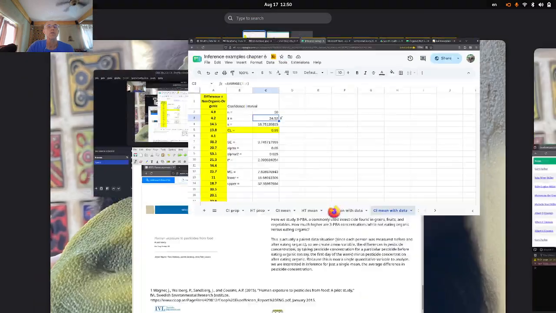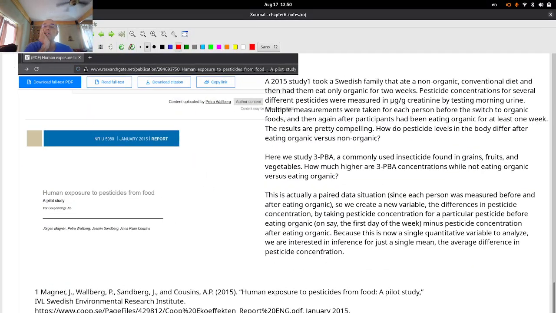And let's see, what are the units on that? I should say that here somewhere. Micrograms per gram. Okay, so micrograms of 3 PBA per gram of their urine. Okay, got it.